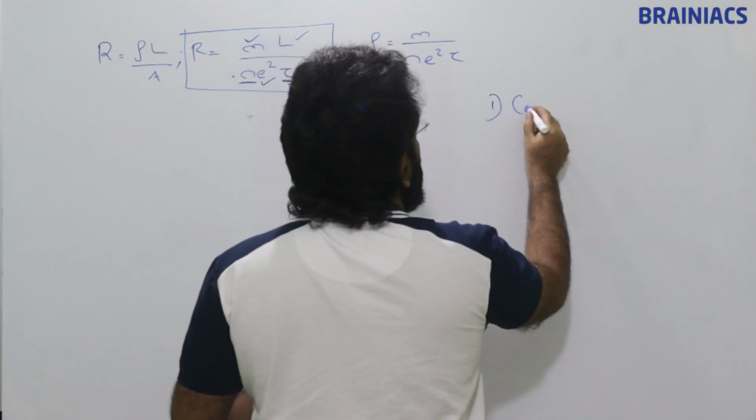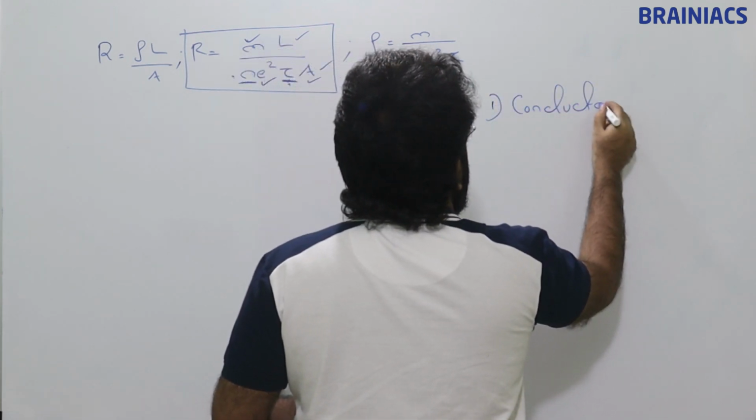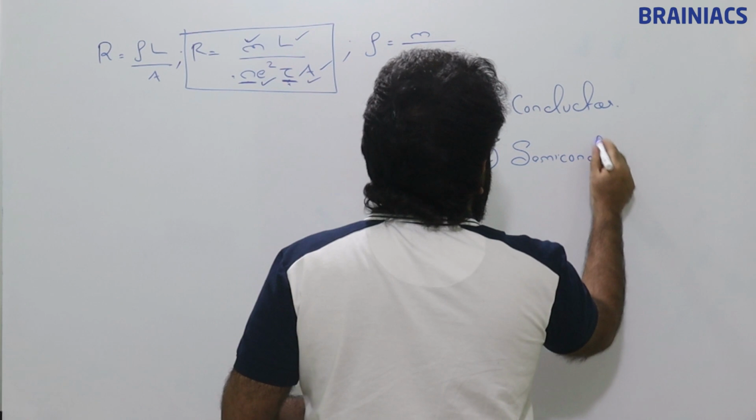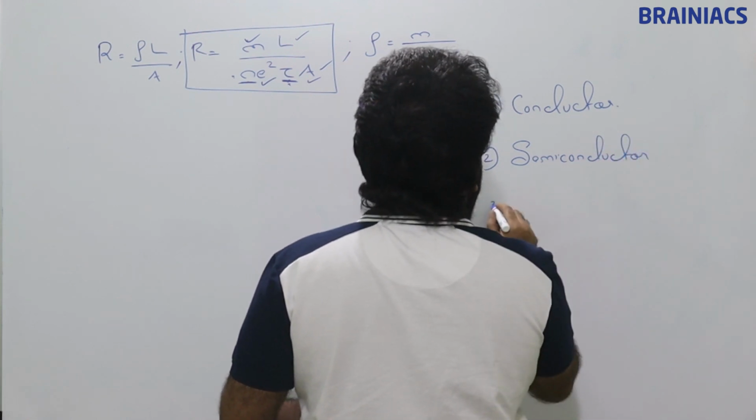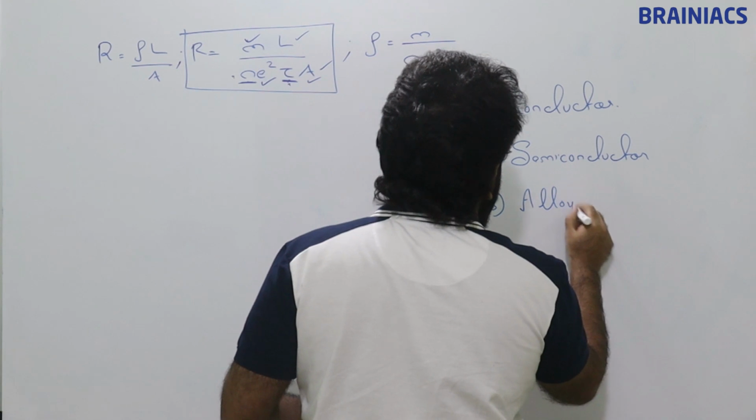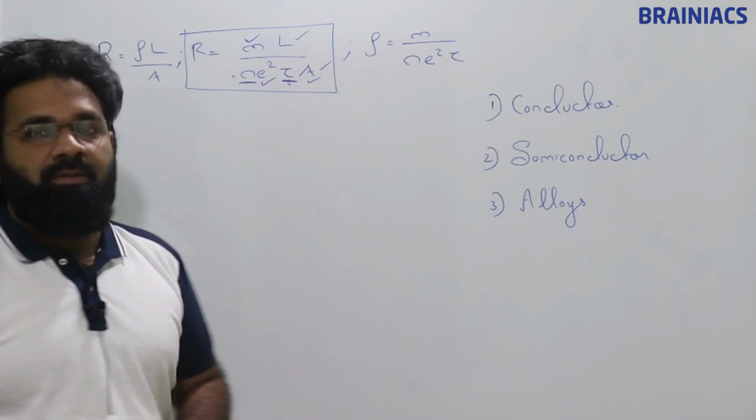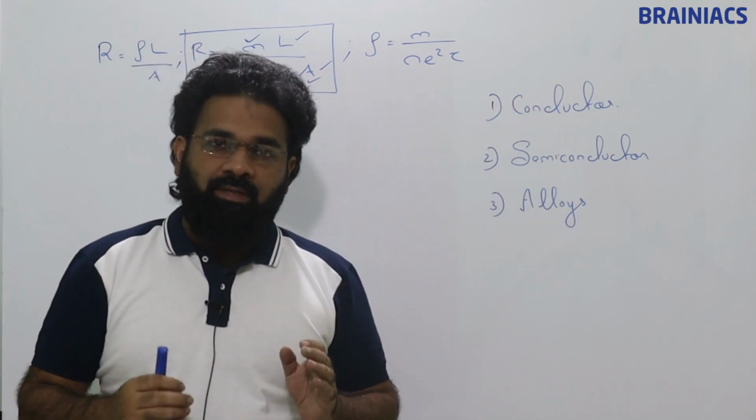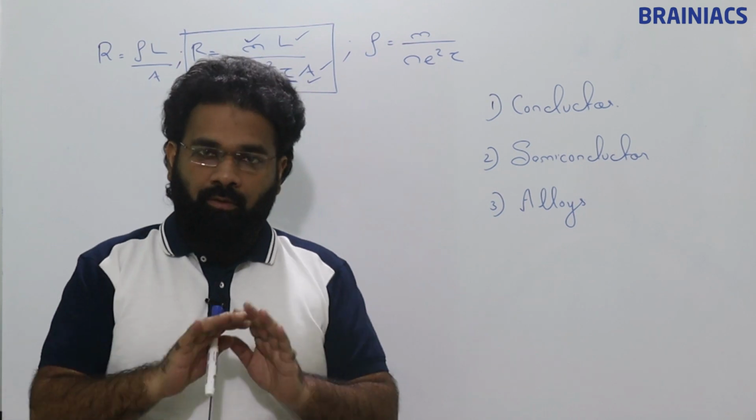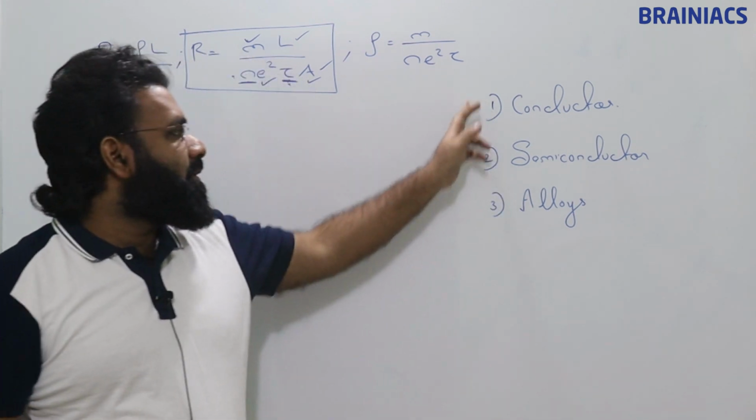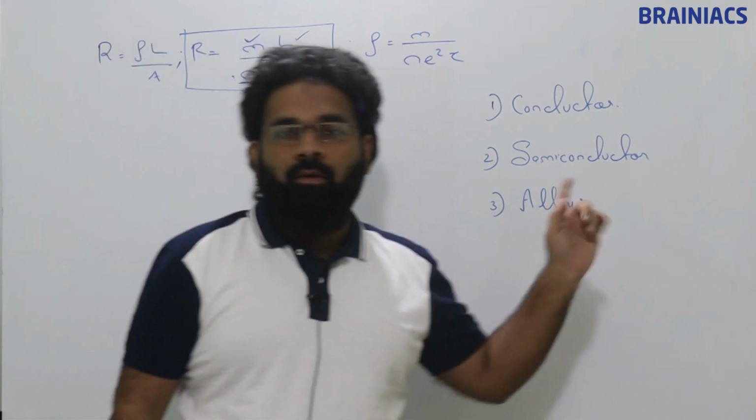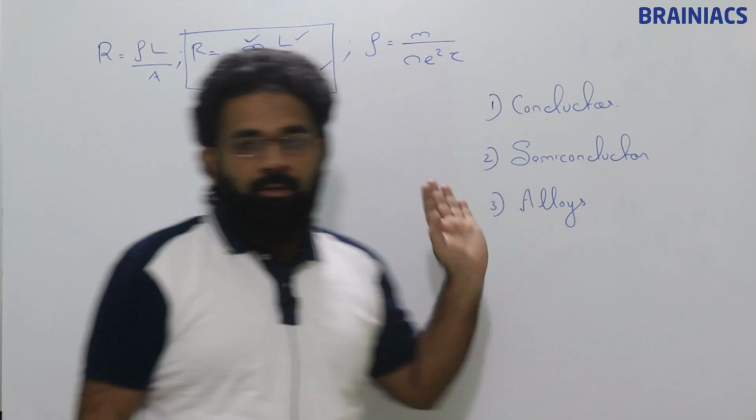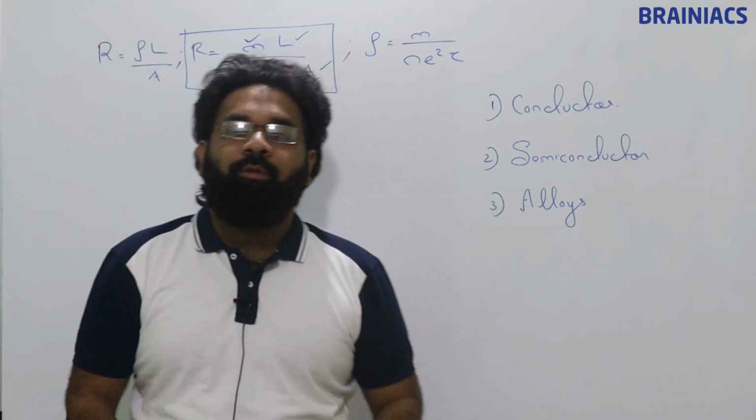So conductor, then semiconductor and some alloys. These are the things generally we study in physics regarding resistance, current, or circuit related things. These three we concentrate on, in the sense we have these three involved in the topic. So conductor is clear. When you increase the temperature, resistance will increase.